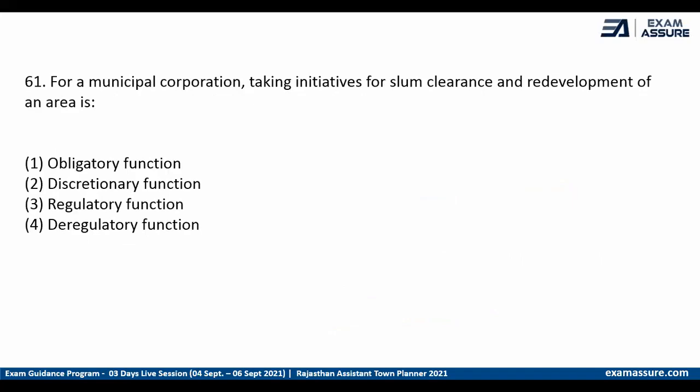For a municipal corporation, taking initiatives for slum clearance and redevelopment of an area is. Okay, this is a little confusing. You might be a little confused with this because we have both regulatory and deregulatory here. Obligatory is definitely not an option because we are not obliged to do this. Okay, slum clearance or redevelopment is only the decision of the municipal corporation, so which of these? Okay, so it's a discretionary function. It is not a regulatory function which has been given.